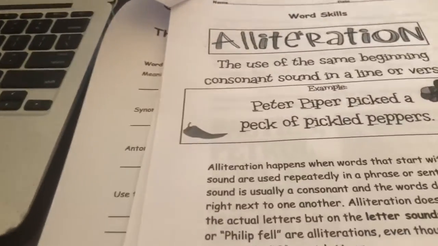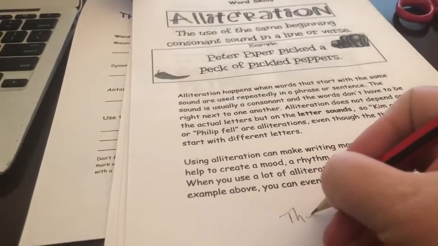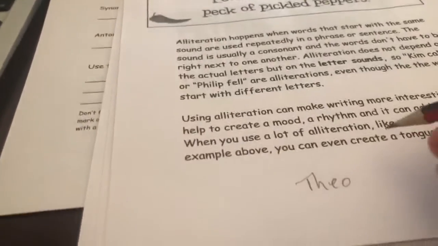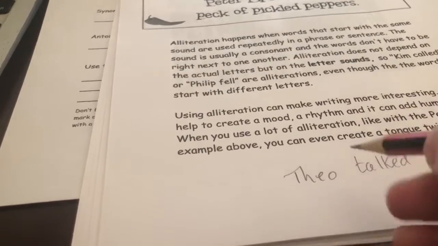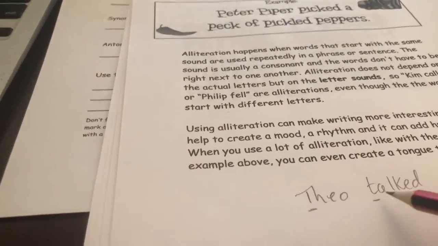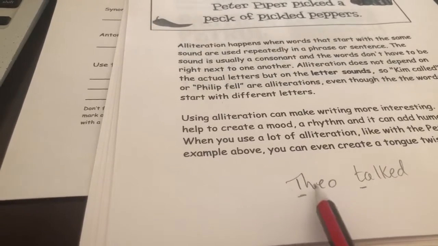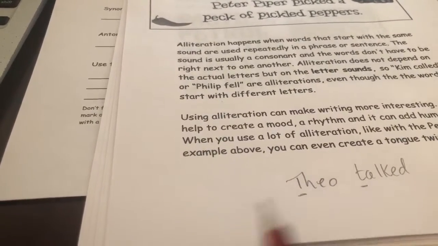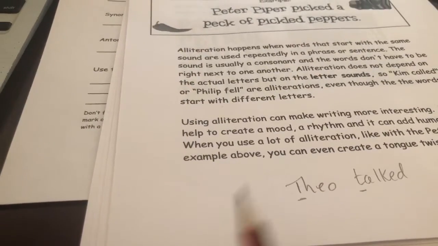But say, for example, you have the name Theo. I shall write that down here. We used to have a Theo in our school. And say if you said Theo talked. Now, that looks like it might be an alliteration because you've got the letter T twice. But that T combines with the H to make a th sound. And that's like a hard T sound. So that actually isn't an alliteration.